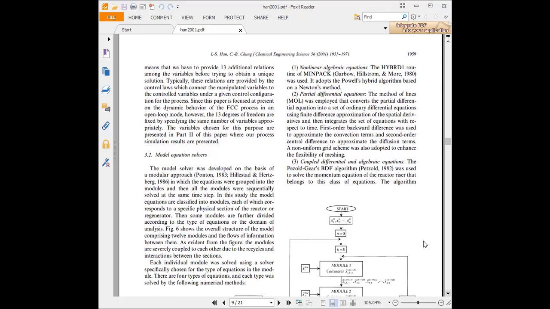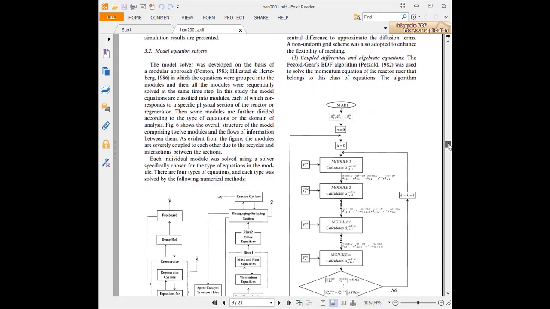Okay, so this is how one can go, and they have used a non-linear algebraic equation solver, the hybrid routine of MINPACK. This is one of the software packages they used in 2001 to solve this FCC unit for the process modeling, for the dynamic modeling.